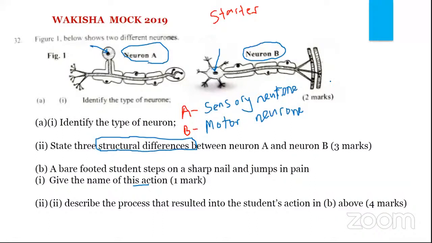Let me see here. Maria Tracy. Neuron A has one dendron, while neuron B has several dendrons. Yeah, but now Tracy, that is correct, but we have already left that question. We are now doing question B. Do you have the answer for part B? Let me look for the answer. Okay. Yes, Hola.